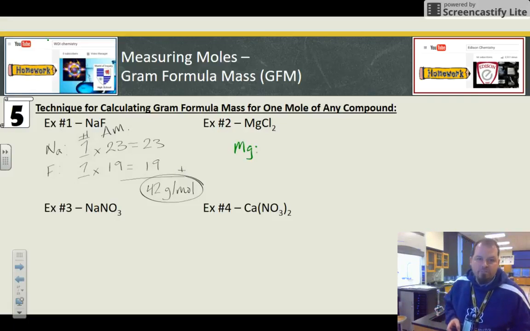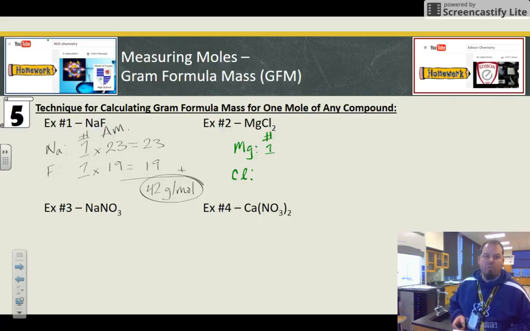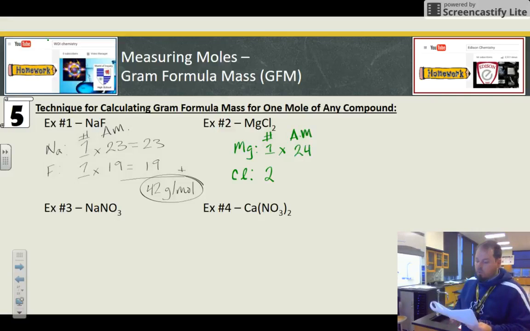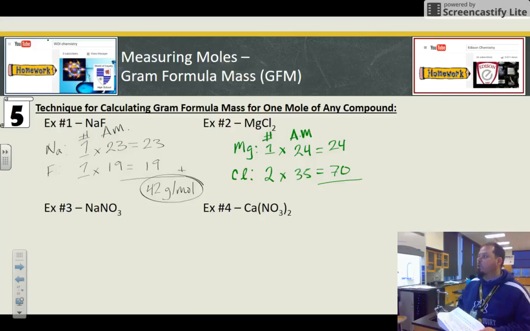Next one, Mg and Cl. I got 1 Mg and I got 2 Cl. Mg's got a mass of 24, looking it up. Chlorine, 35. Done that enough times, 35. 1 times 24, 24. 2 times 35, 70. Add them up, 94 grams per mole.